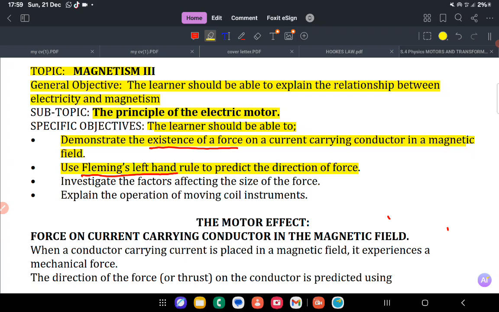You are going to investigate the factors affecting the size of the force. What could be the factors that would either increase or decrease the magnitude of the force on the current carrying conductor? And then you should be able to explain the operation of moving coil instruments, such as the loudspeaker, for example. How does it work? All that is going to be covered in this topic.